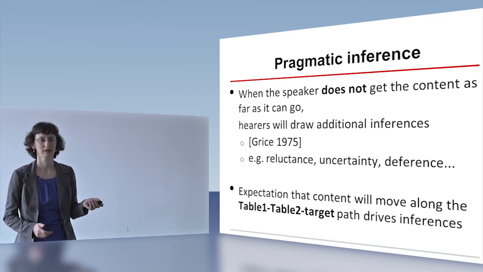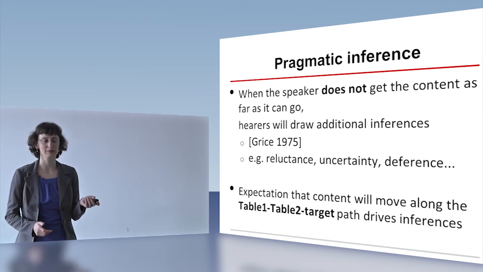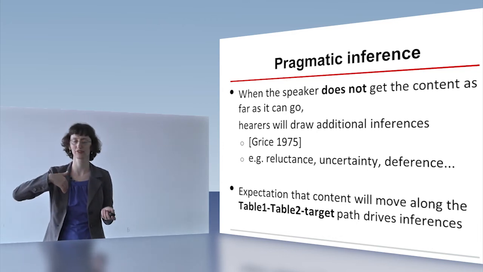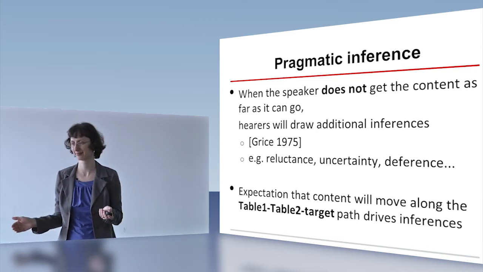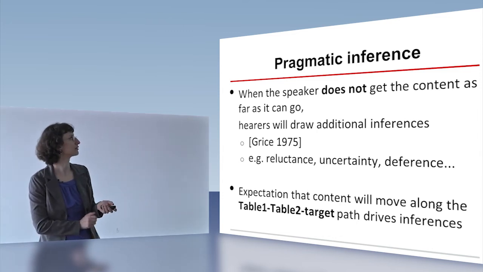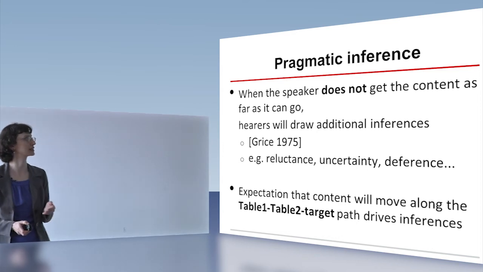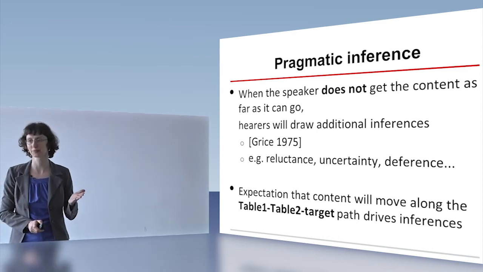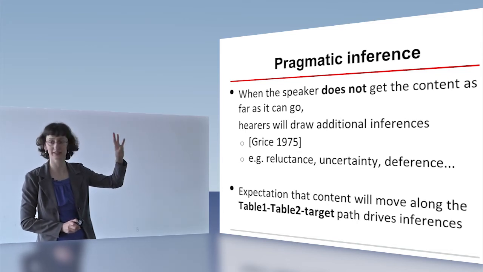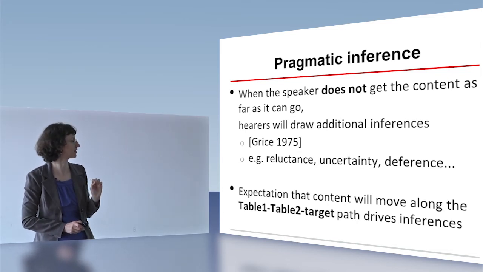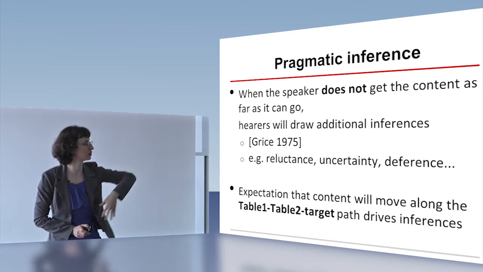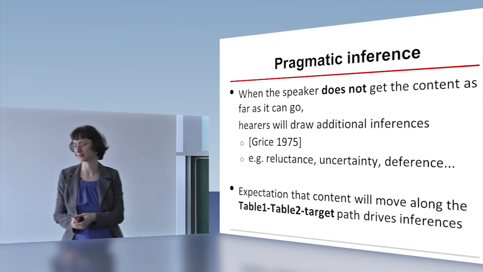So it's expected that the speaker will actually move stuff as far along as she possibly can. So when a speaker doesn't do that, when the speaker does not get the content as far as it can go, then that triggers implicatures, such as reluctance and certainly deference. I'll demonstrate that in a moment, right? So the expectation that the content will move along that path drives pragmatic inferencing.